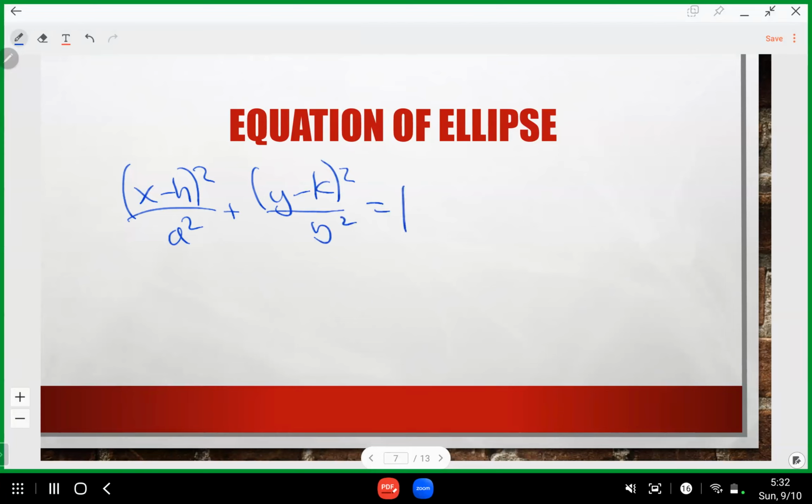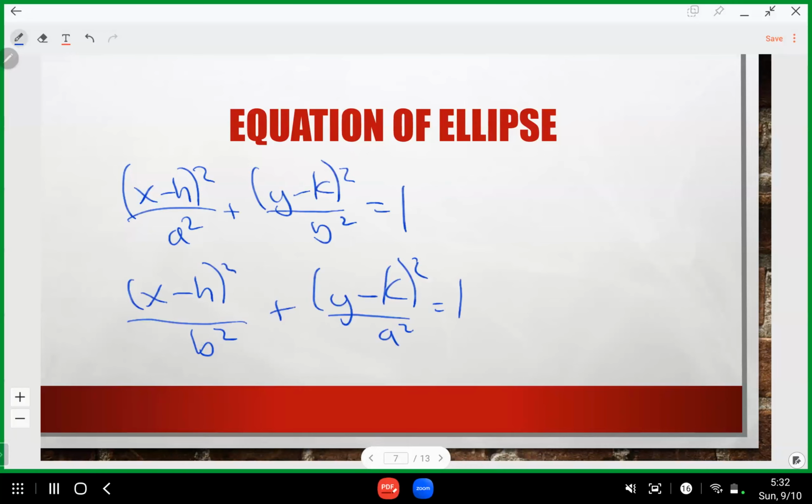And this is not the only equation. This is what we think of first, but there's also a possibility that it's (x minus h) squared over b squared plus (y minus k) squared over a squared is equal to 1. Since a is always greater than b, whichever variable, x or y, that a is under, that is the variable with the major axis. For example, if a is under y, then the major axis is vertical. However, if a is under x, then the major axis must be horizontal. So that is the equation of an ellipse.